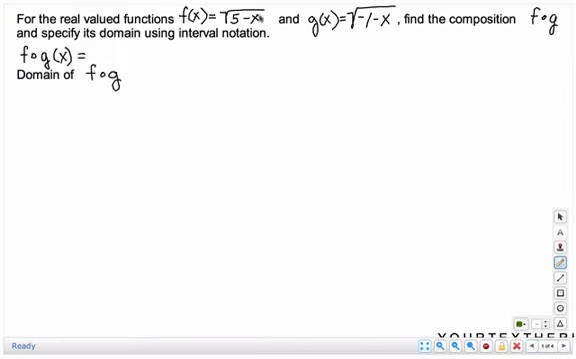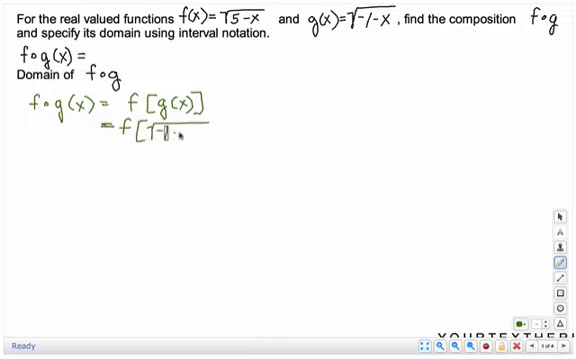Okay, so that's when we get something like this where we have two square root functions. So the composition of f composed with g of x, I'm going to rewrite that as f of g of x, put the g of x on the inside there. Replace the g of x with its value here, which is the square root of negative 1 minus x.